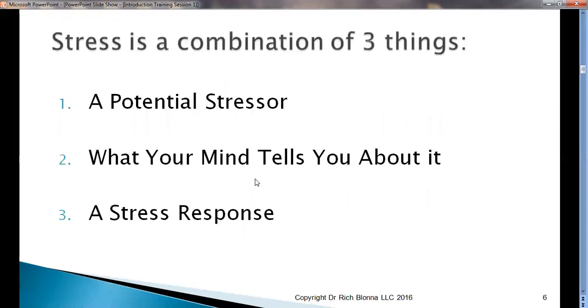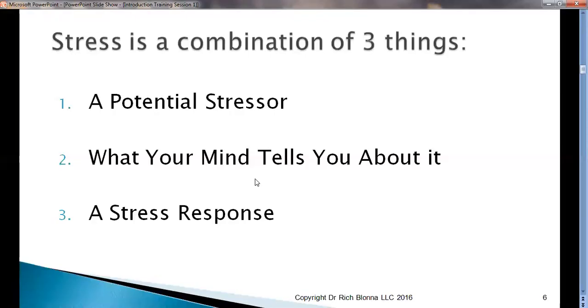Okay, good. All right, so what we've discovered so far is that stress is really a combination of three things. That first sentence, stress is, really refers to what I call potential stressors, things that are out there that are not yet stressors, but they have the potential to stress you out. And then the second sentence, when we started looking at what is your mind telling you when you're confronted with those potential stressors, that's the second part of what stress is, what your mind tells you about those potential stressors. And then the third part of what is stress is a response that kicks in.